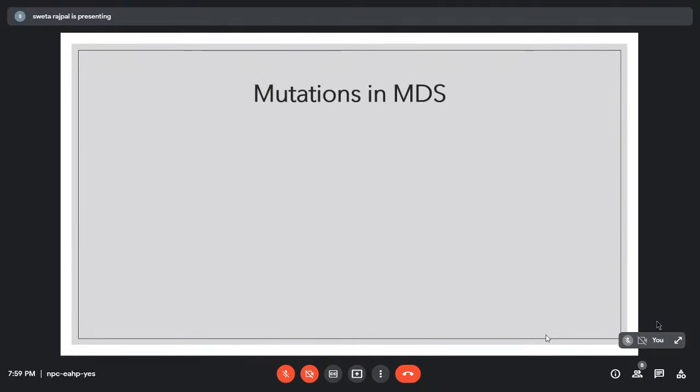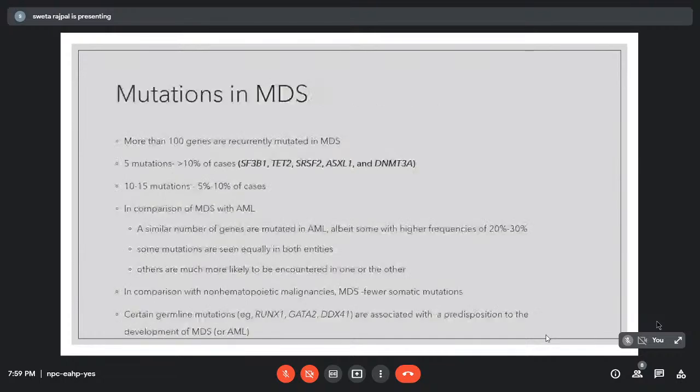Now we will talk a little bit more in detail about mutations in MDS, because the treatment, risk stratification, and also future exploration of risk and prognosis depend upon how we understand the mutations in MDS. There are more than 100 genes recurrently mutated in MDS. The most common are these 5 mutations that have been bolded here: SF3B1, TET2, SRSF2, ASXL1, and DNMT3A. And there are other 10 to 15 mutations which are also commonly present, but in around 5 to 10% of the cases.